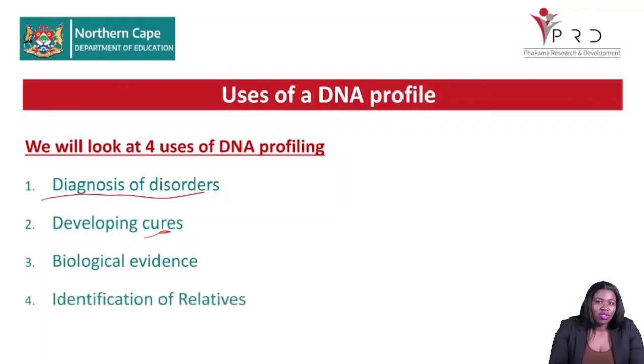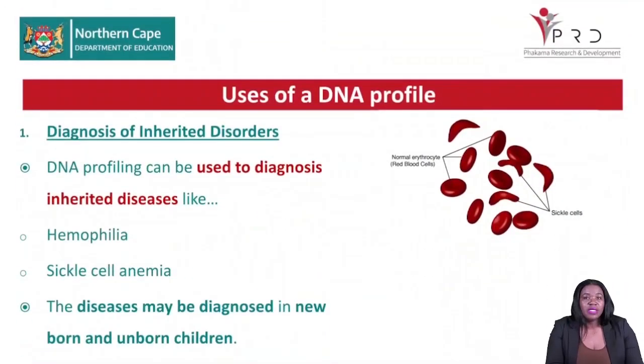When we're talking about biological evidence, we are talking about being used at a crime scene to solve certain crimes. And it can also be used to identify relatives. That means paternity testing. It means testing between siblings or other relatives. So it doesn't only mean that it can be used for paternity testing, but it can also be used to check if people are related.